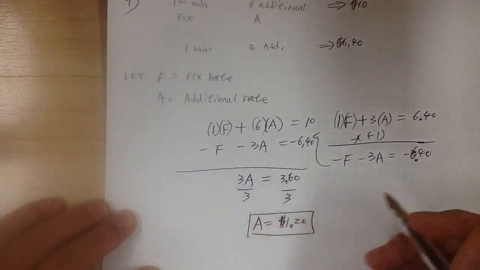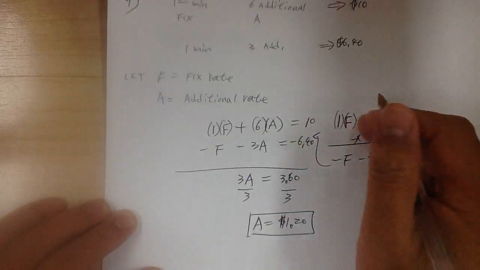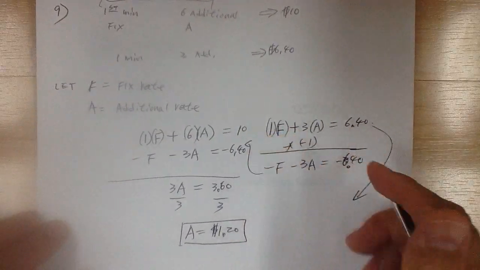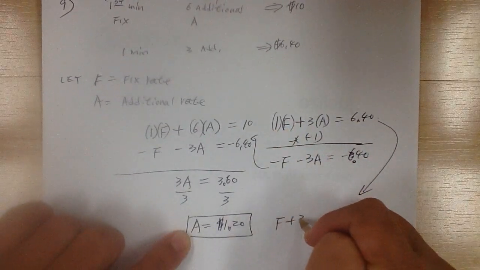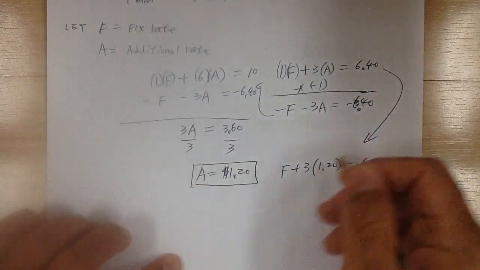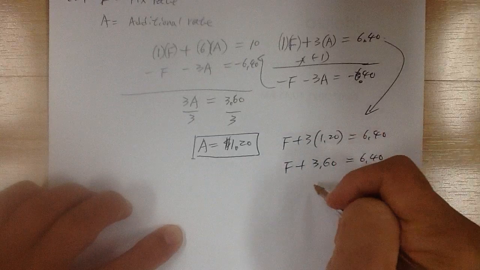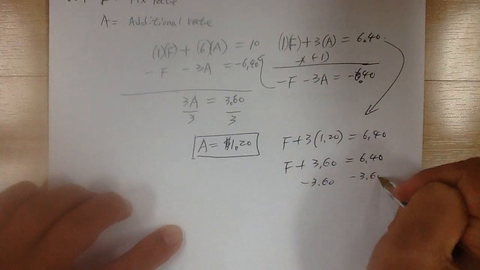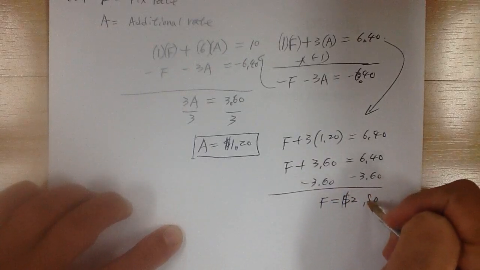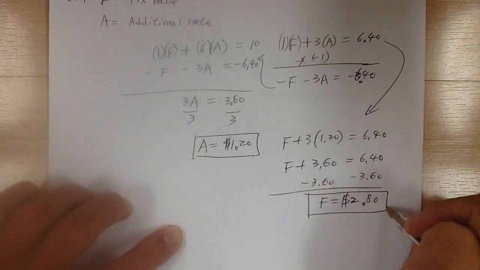Now I can go and find the fixed rate. You can use either one. I'm going to use this equation over here, because these are lower numbers. So f plus 3 times a is equal to 6.40. Multiply out, so f plus 3.6 equal to 6.40. Minus 3.6 on both sides, so f equal to 2.80. Okay, and that's it for the fixed rate.